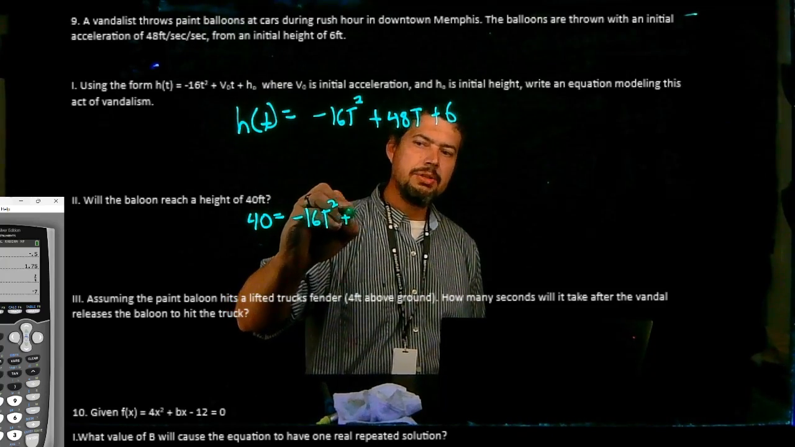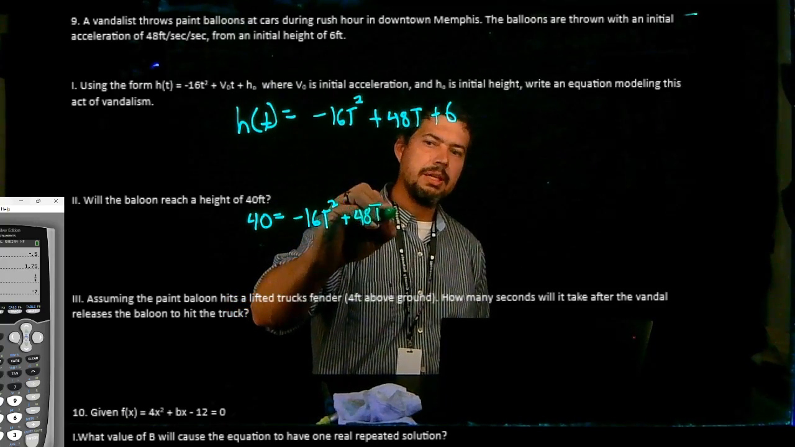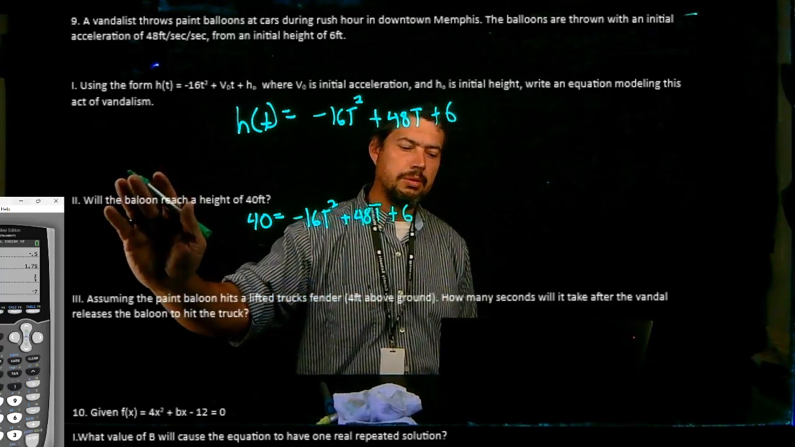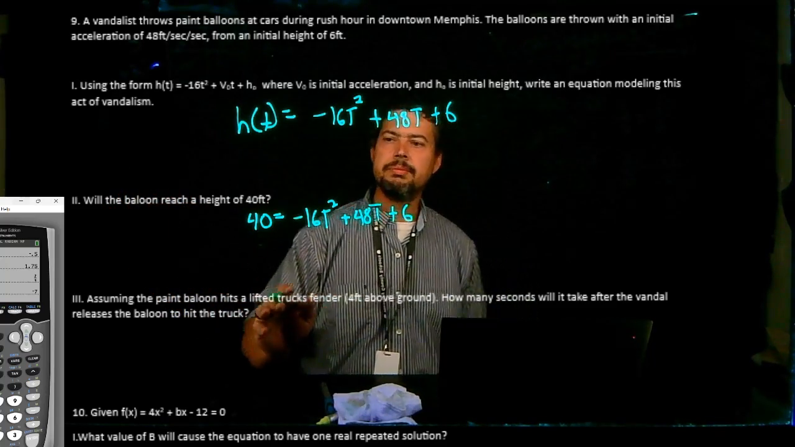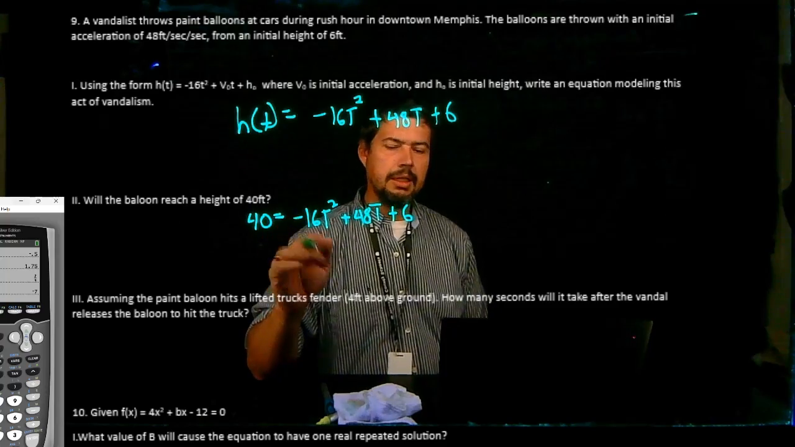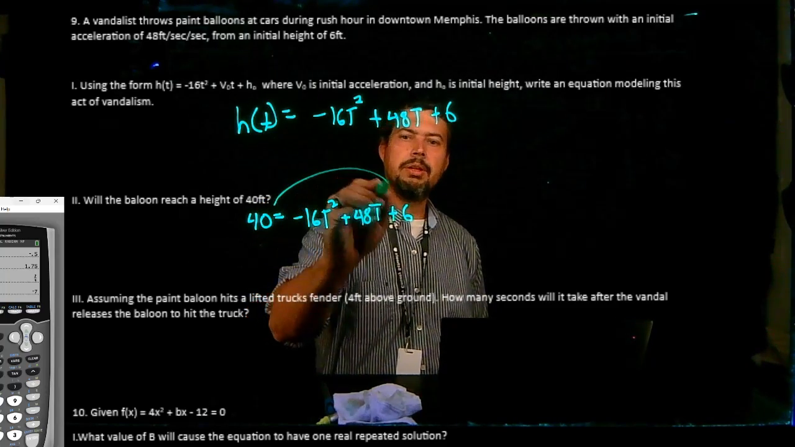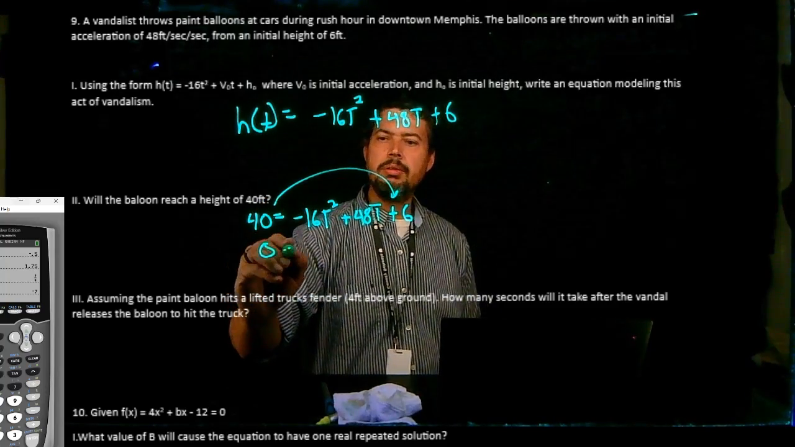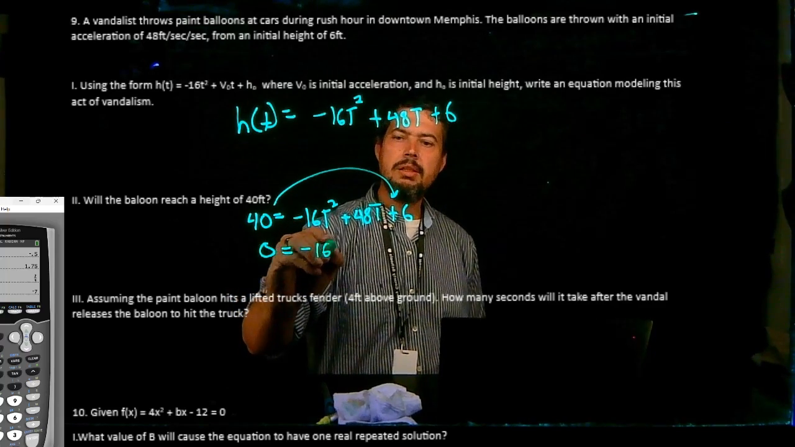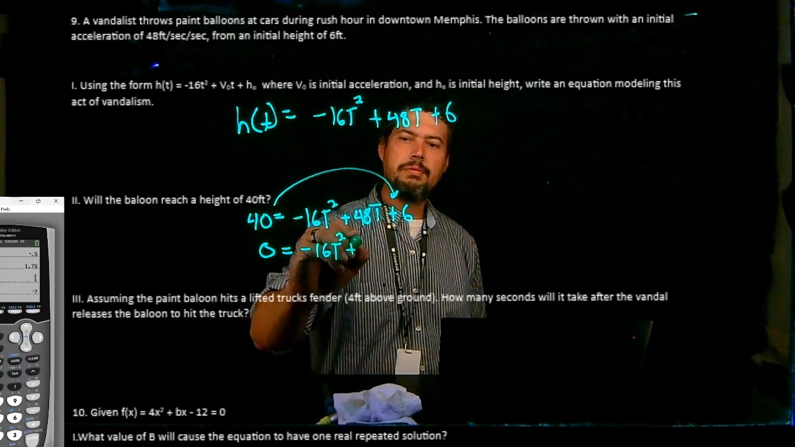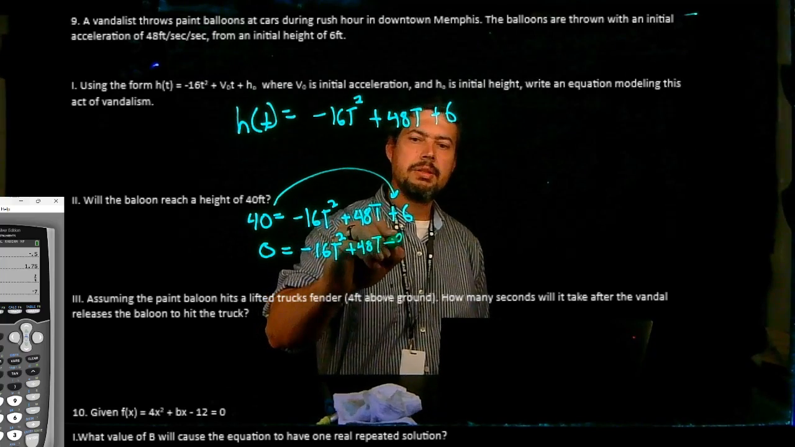And you're not actually asked to solve for the times. It's a will situation. Notice it says will. This is about the discriminant. That's what it's about. We're going to go ahead and just take 40 away from everything. So 0 equals -16t squared plus 48t minus 34.